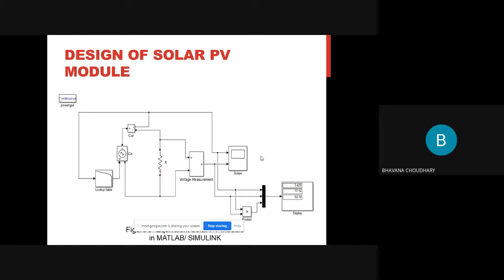This is the solar PV module circuit. For designing the solar PV module, we have used a lookup table. The input to the lookup table is the solar current and output is the voltage. And the values of current and voltage are taken from the VI characteristics of the reference model. Next.